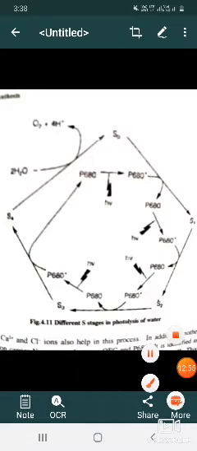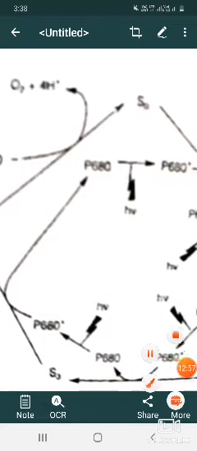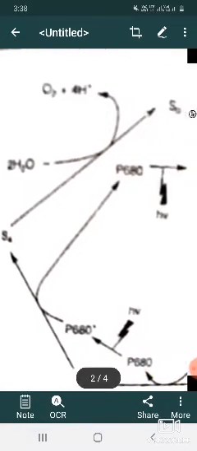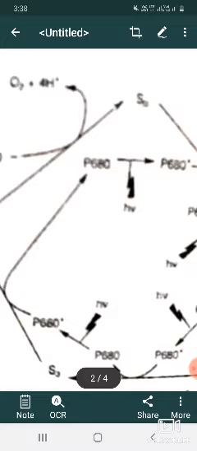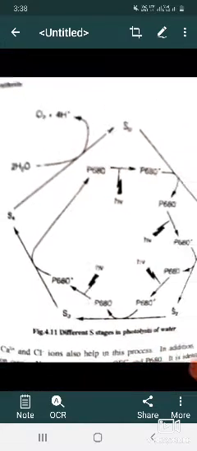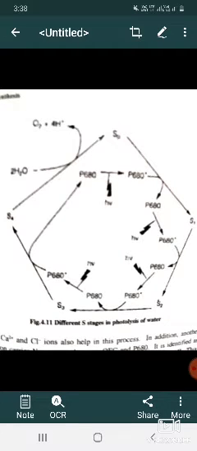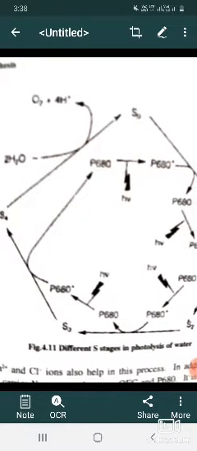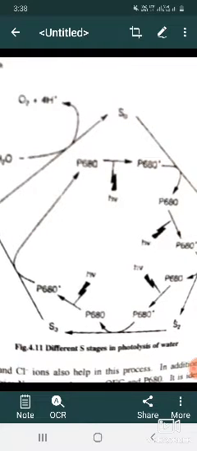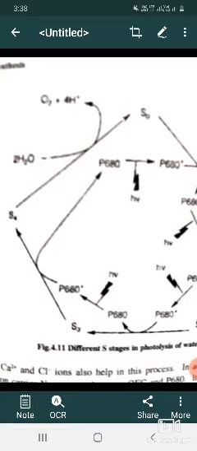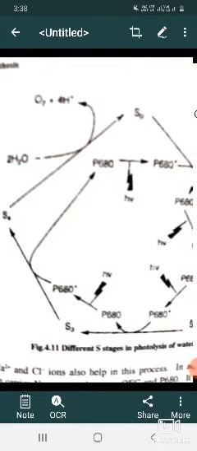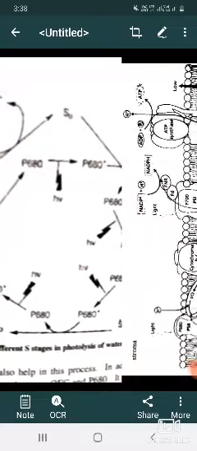manganese. Manganese is closely associated with the core complex of PS2, and oxygen is released by the activity of this photosystem. Calcium and chloride ions also help in this process.